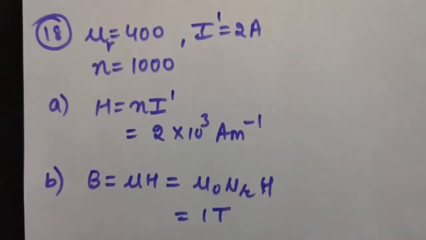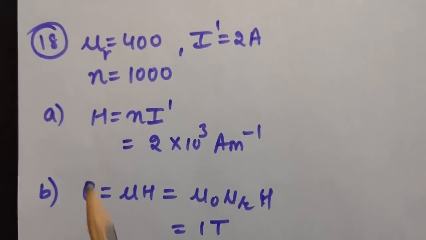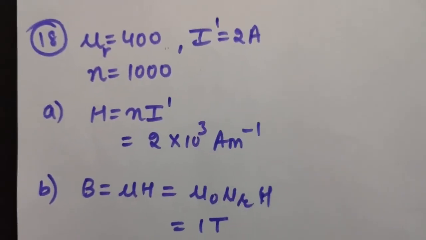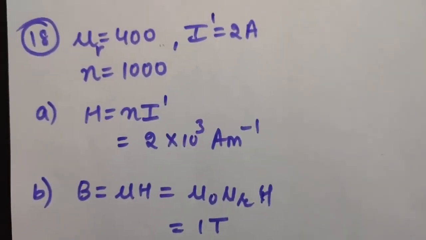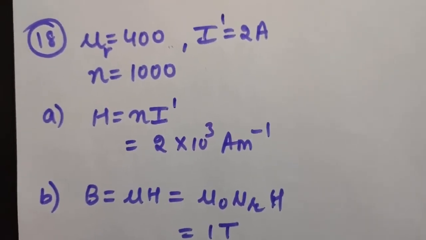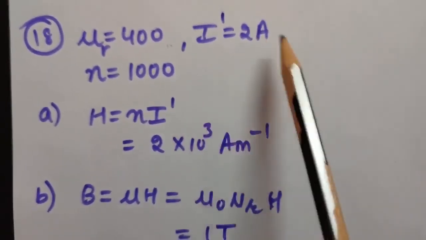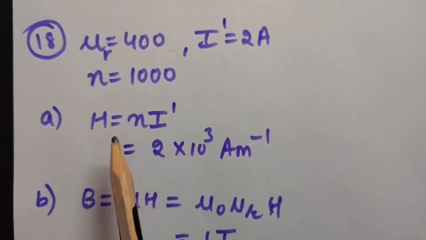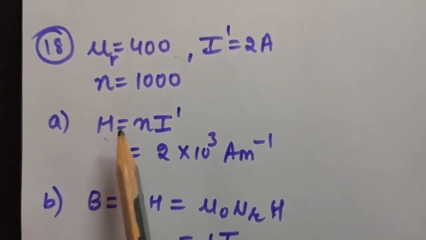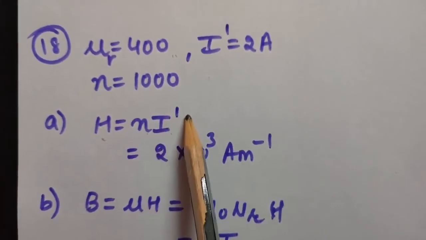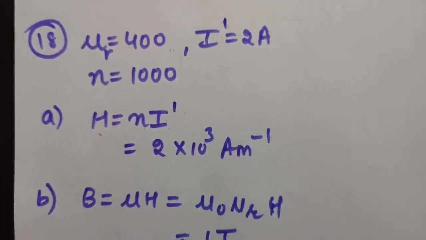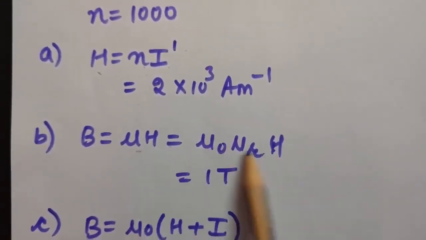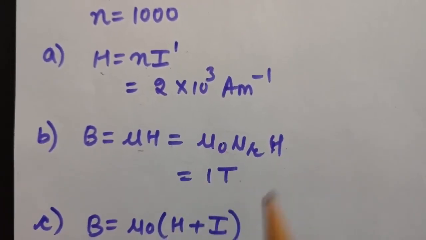Okay, so the last question is question number 18. In that you are given permeability of the material, that is 400, current to be 2 amperes. In your third part, it is asked to calculate intensity of magnetization, which is denoted by I. So therefore I am using current to be I dash, that is 2 amperes. And number of turns per unit length is 1000. So for first part you have to calculate H. As you have studied, the formula of H is nI, that is nI dash, because I dash is the current here. So just put the values, you will get this answer. Similarly for B, you know the formula mu H, and mu is mu naught mu R. You know again all the values, put it, you will get 1 Tesla.